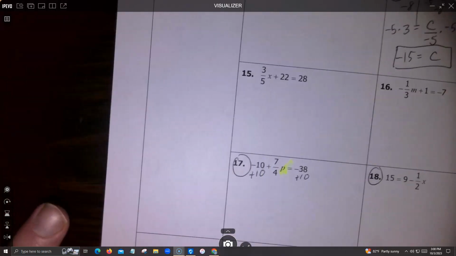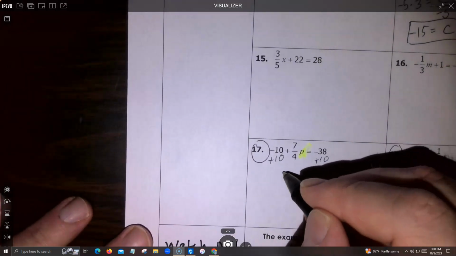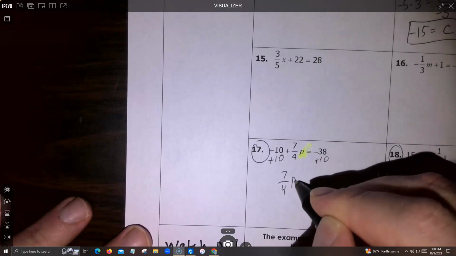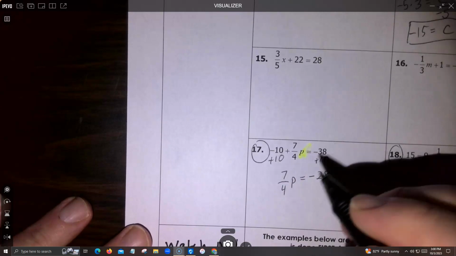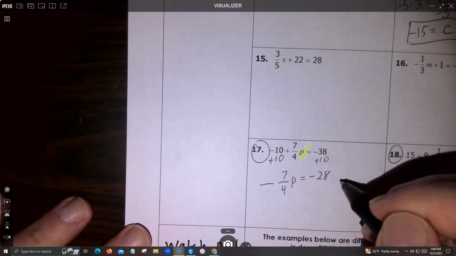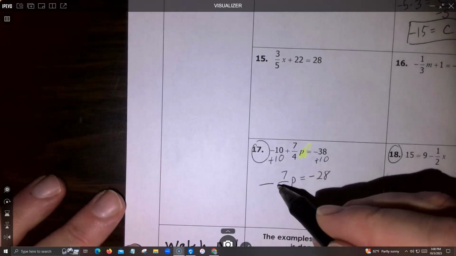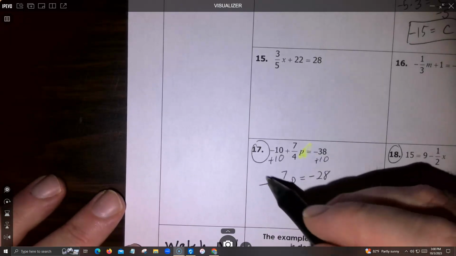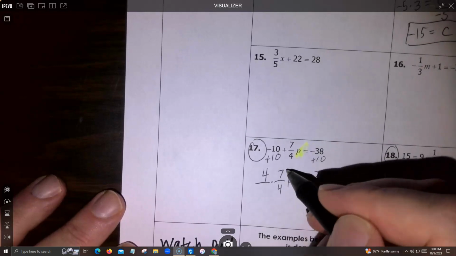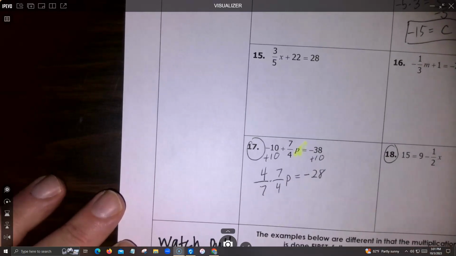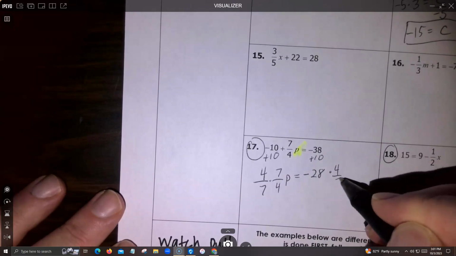All right. Okay, so let's go. So we added 10 to both sides, and now I have 7/4 P equals negative 28. Now remember my trick to doing this. Again, you can remember the reciprocal idea, but you can also remember I need to knock each one of these things out. So if I put a 4 here, that knocks out that 4, and I have a 7 here, I'll put a 7 there. Now I'm going to do the same thing to the other side. 4/7.